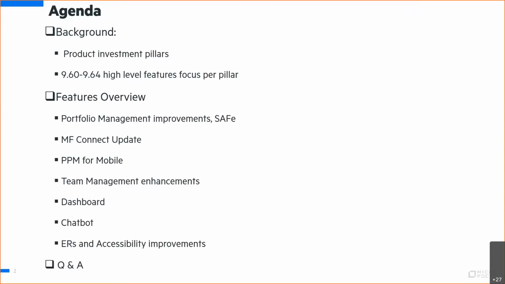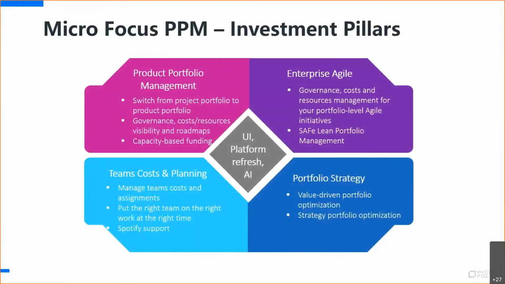So here are the 5 main investment pillars for PPM, also called strategic themes for PPM. They align with the current market trends and also address current customer needs. Most of the enterprise customers are moving towards adopting agile methodologies. So PPM is also evolving to support this space by delivering features in these 4 main areas: product and portfolio management, enterprise agile, teams cost and planning, and portfolio strategy.